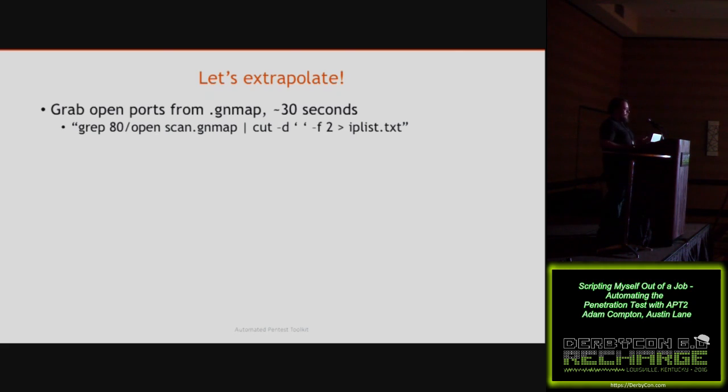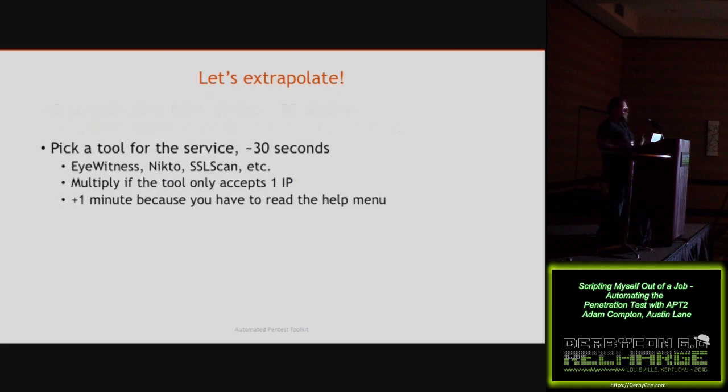Next, you pick a tool for the service. You're going to say, all right, this is port 80, so I'm going to run Nikto against all of these ones coming back as port 80. If it's a tool that only accepts one IP, like SMB client, where you're pointing this directly at this host and seeing what comes back, you're doing this repeatedly for each one of those, whether it's manually typing in, going back and forth, cutting and pasting.